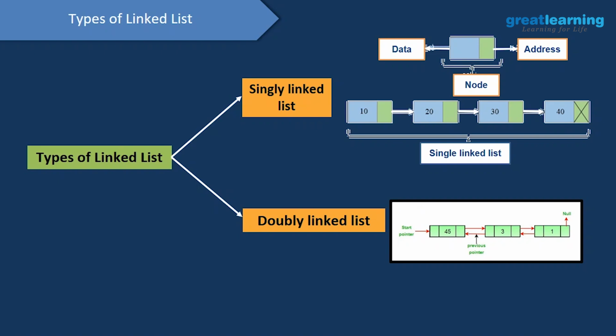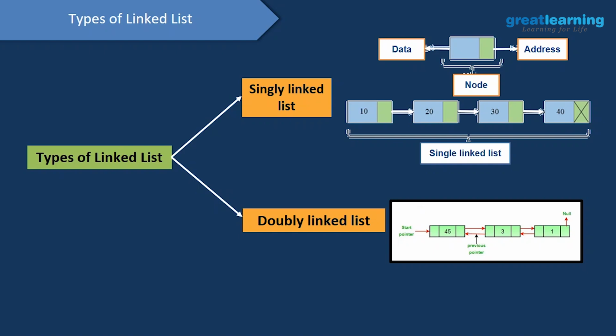But why do we need this? Because using a singly linked list, we can't traverse backward. This is the limitation of the singly linked list. But with a doubly linked list, using this extra memory allocation part, we can go back and traverse as well. It actually solves the limitation we have in the singly linked list.